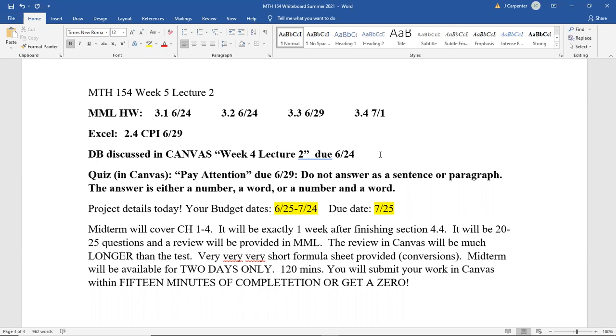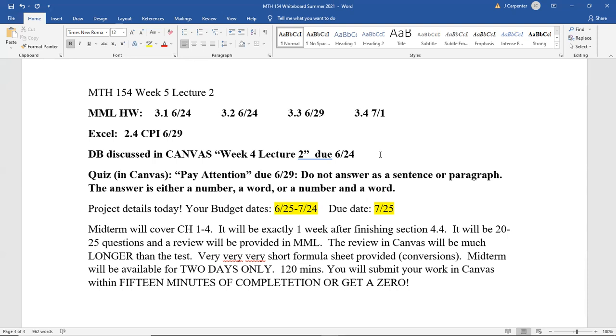All right, so Excel 2.4 CPI, that is due on the 29th. I had thought about going ahead and assigning the next one, but I'm gonna wait till next class. The same for a discussion board and the same for a quiz. I was really thinking about putting one or two of those three things up here for the next assignments, but we're just gonna lump them all in next class and kind of let some of these be taken care of as time goes. So that previous discussion board due on the 24th, the pay attention quiz due on the 29th. Remember, we talked about how you're supposed to answer these. And if that doesn't sound familiar to you, you need to go back and watch week 5, lecture 1's video.